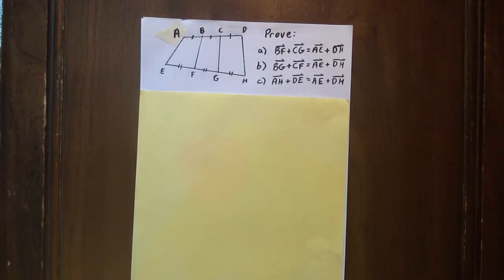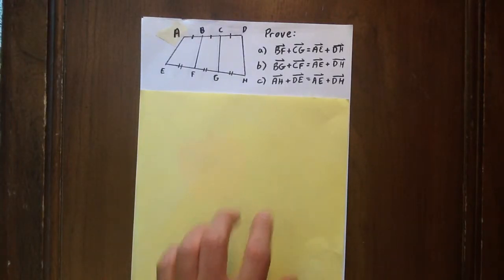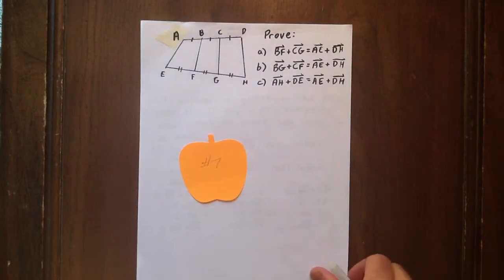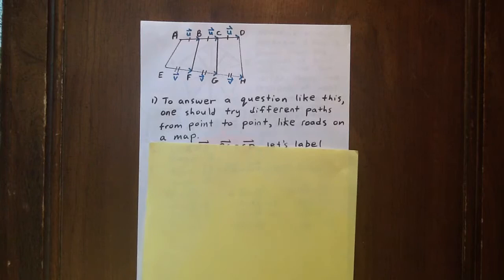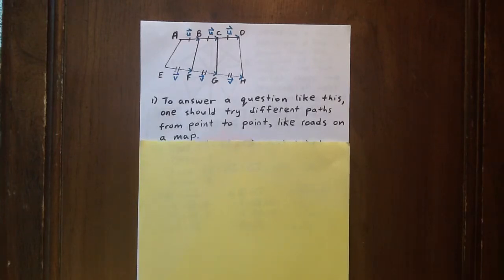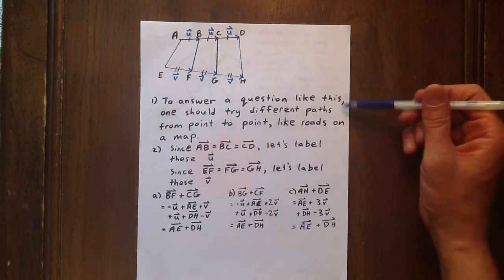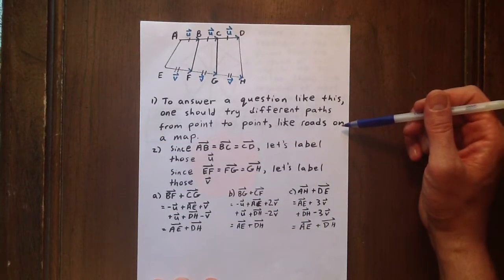These questions are often seen as tricky by students, so let's try to take a general approach to it. First things first, when we answer a question like this, we often want to try to take different paths from one point to the same point, kind of like roads on a map. What's a different way that we can get to a place we're going?